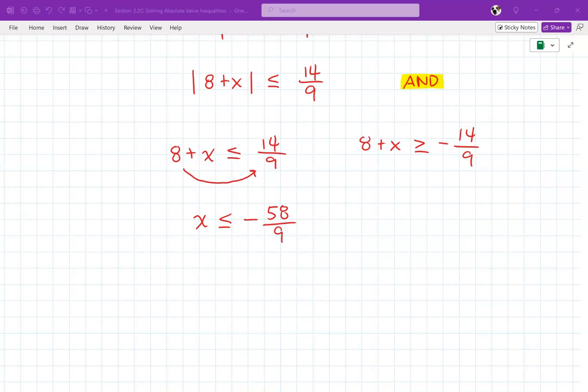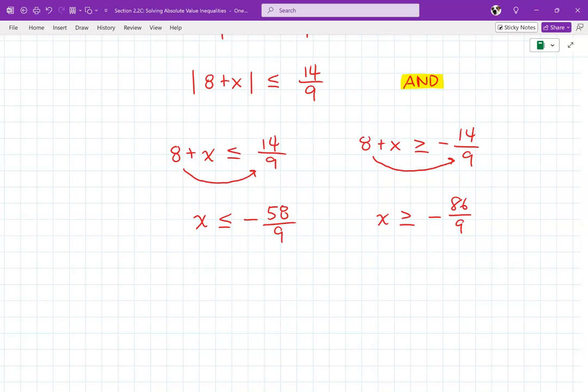All right, now let's do that again. I'm going to subtract 8 there. So that's x greater than or equal to, that's negative 9 and 4 ninths. No, and 5 ninths. So that's 81, 86. So negative 86 over 9. Okay, so those are my answers.